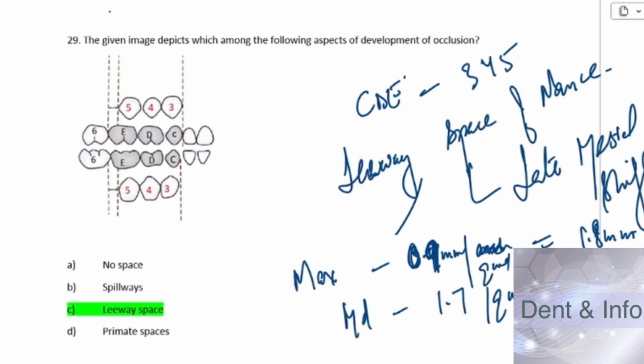Okay, we have a query from Dr. Deepshri as well as Dr. Aditi. Sir, is hereditary enamel hyperplasia seen in all deciduous and permanent teeth? Yes, it will be seen in both.